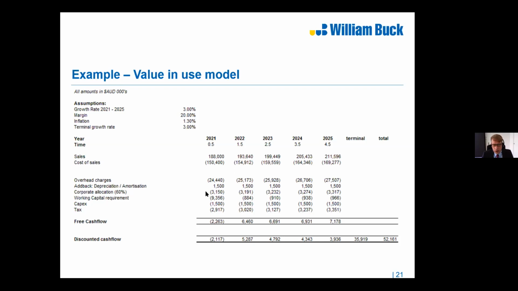We've also got a corporate allocation section in here as well, which is what Liz was talking about earlier. We've allocated 60%, so in this situation we might have another CGU there that makes up the other 40%, but in total we would have the full 100% of the corporate allocation.